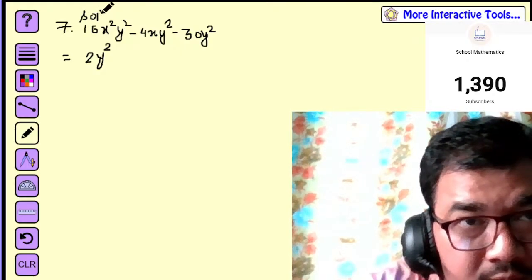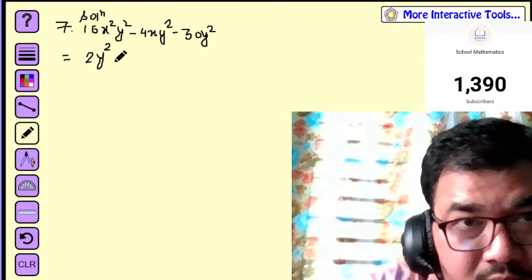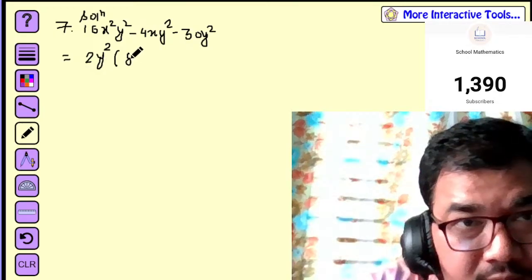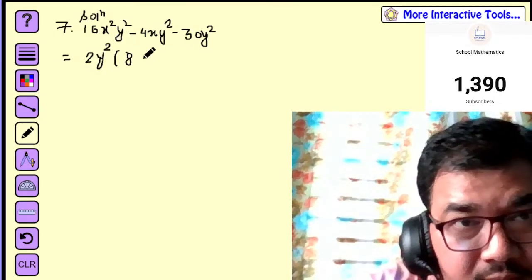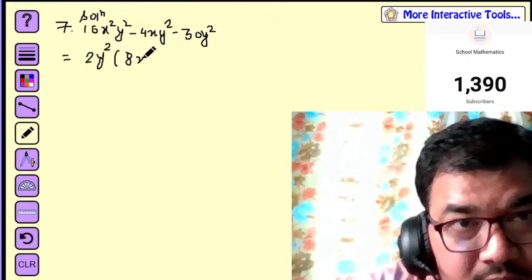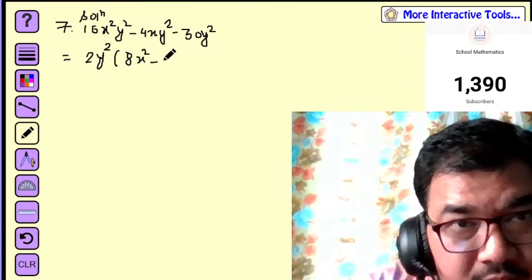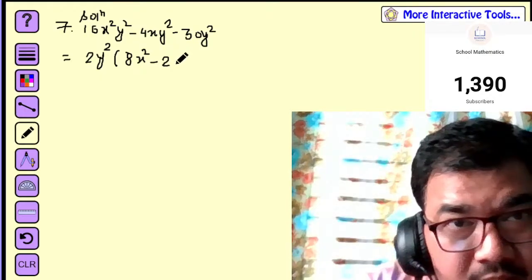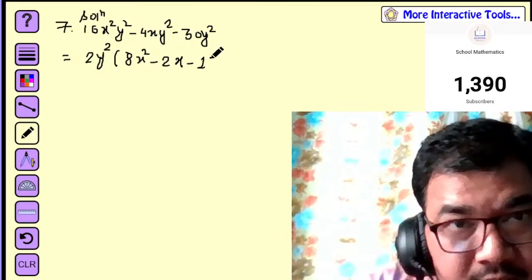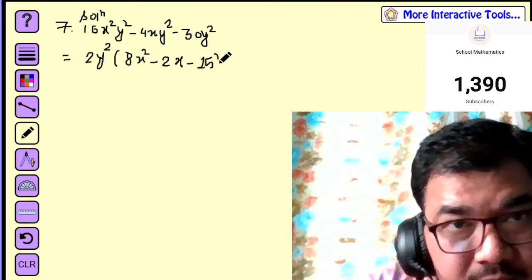Before this, we need to write the question again. This is the solution I have shown directly. If we take 2 common, here is left 8. Then y square is common and gone, so here is left x square only. Write x square minus 2, and y square already gone common, here is x left, and minus 2 common gone, here 15 is left.